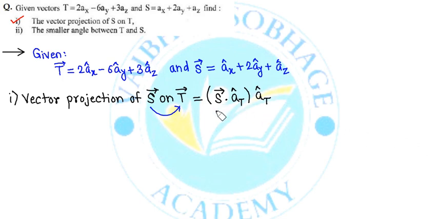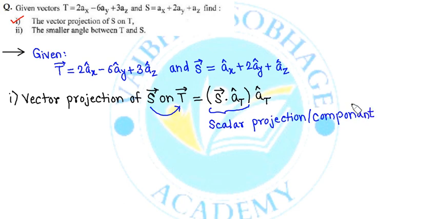Now if they have asked us about the scalar projection, this component is said to be the scalar projection of your vector S onto vector T, or you can also say it to be the scalar component of vector S along vector T. And if you are asked about its vector projection, the vector projection will be the product of the scalar projection or component into, see, this is not a cross product, into the unit vector of your second vector.